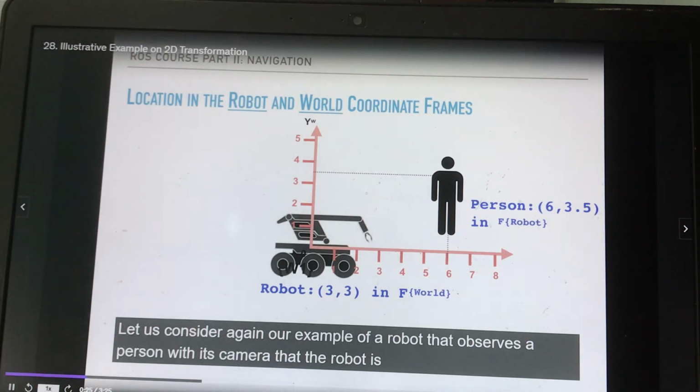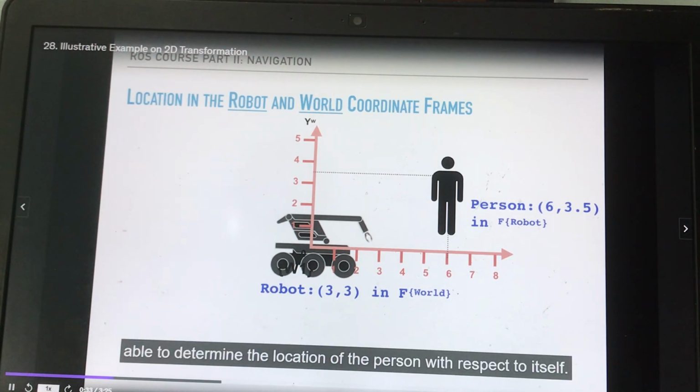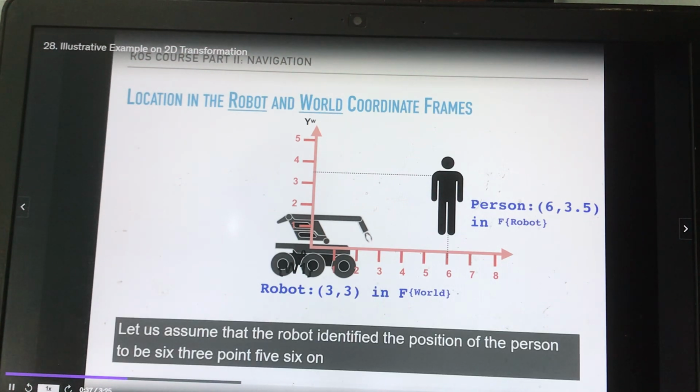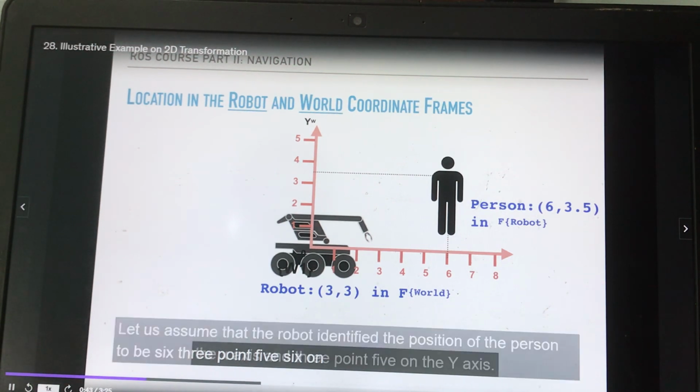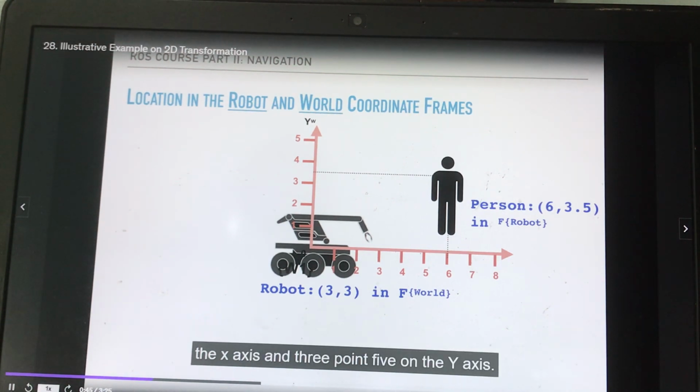Let us consider again our example of a robot that observes a person with its camera. Thus, the robot is able to determine the location of the person with respect to itself. Let us assume that the robot identified the position of the person to be 6, 3.5: 6 on the x-axis and 3.5 on the y-axis with respect to the frame attached to the robot.